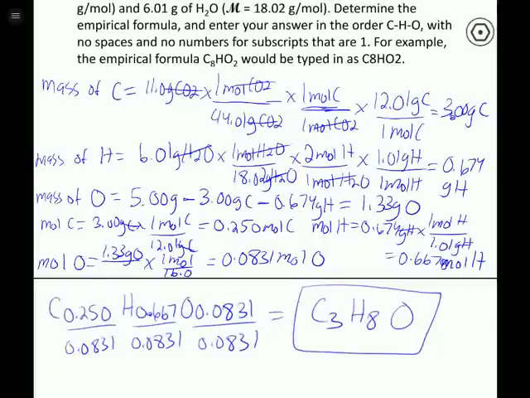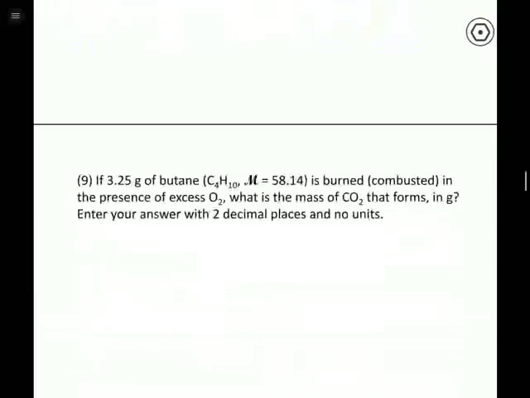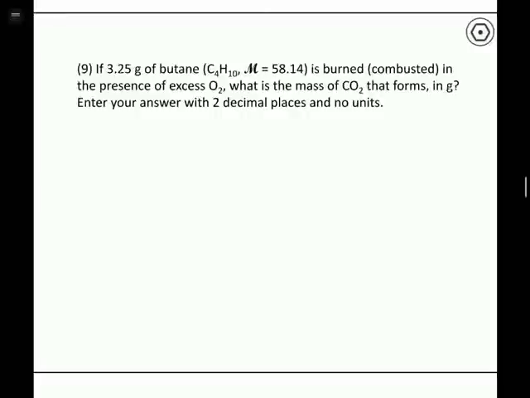All right. Anything else? So we've got to keep going because we're a little bit behind. All right, number 9.